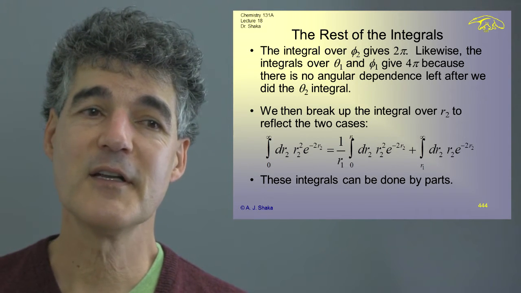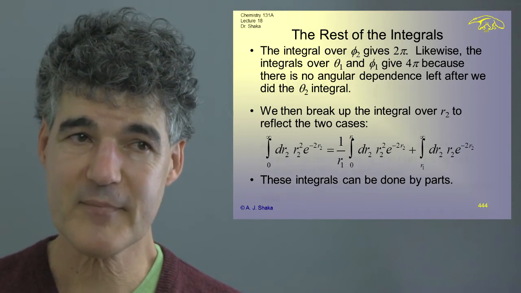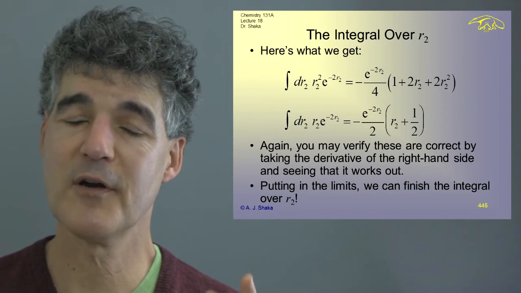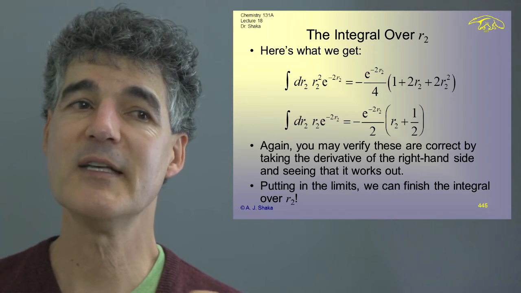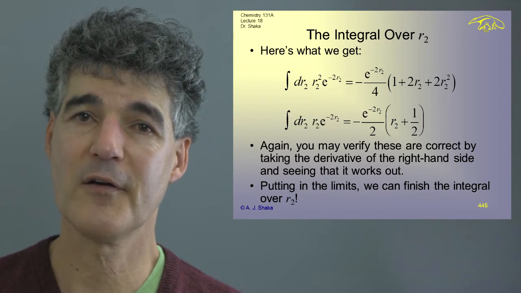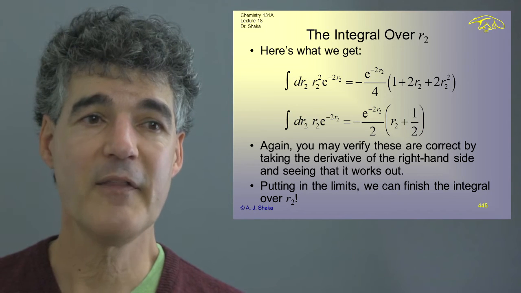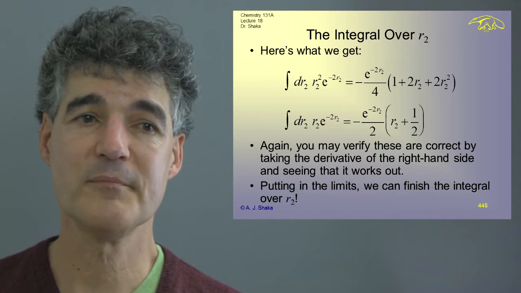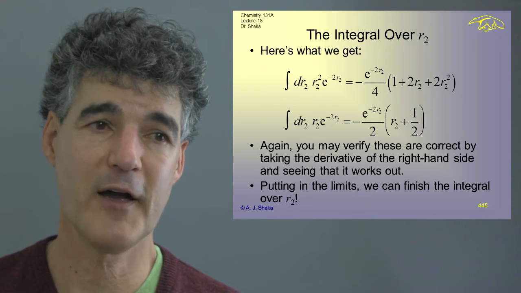Anyway, you can do these integrals by parts, and here's what we get. The integral of r squared e to the minus 2r2 is equal to minus e to the minus 2r2 over 4 times a polynomial in r2: 1 plus 2r2 plus 2r2 squared. And the other one has one less term and is in the middle of slide 445.